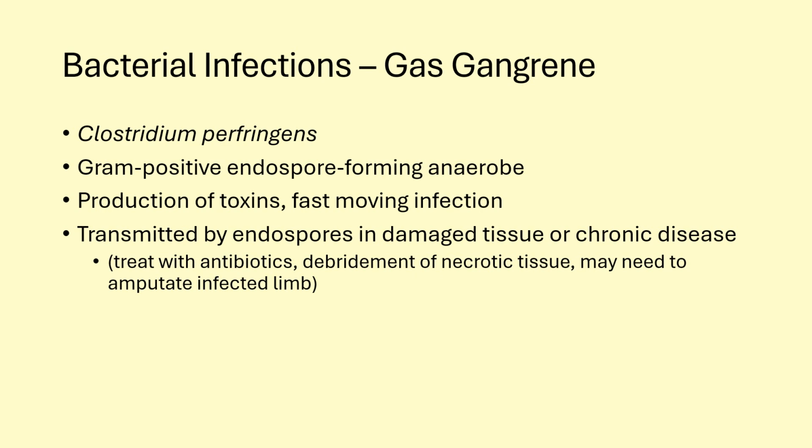How do you treat this? First, you're going to put the person on some major antibiotics. Then debridement of the necrotic tissue. With gas gangrene, the tissue is going to start dying, so you have to remove that dead tissue. Yes, that's not going to be pleasant, but it has to be done. You want to stop the progression of this infection because it's moving fast.